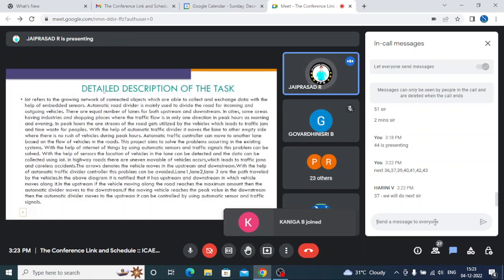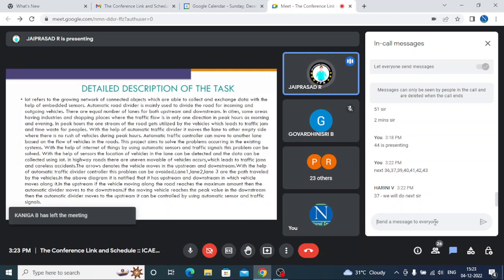Detailed description of the task. IoT refers to the growing technology of connected objects which are able to collect and exchange data with the help of embedded sensors. The automatically movable road divider is mainly used to divide the road for incoming and outgoing vehicles. There are an equal number of lanes for both upstream and downstream. This project aims to solve the problem occurring in the existing system with the help of the Internet of Things, by using automatic sensors and traffic signals. This problem can be solved.